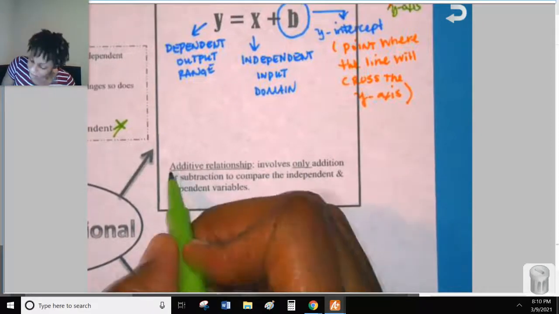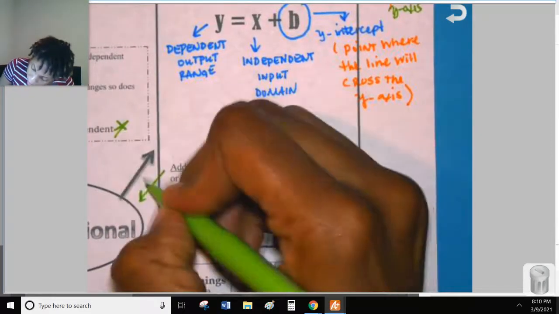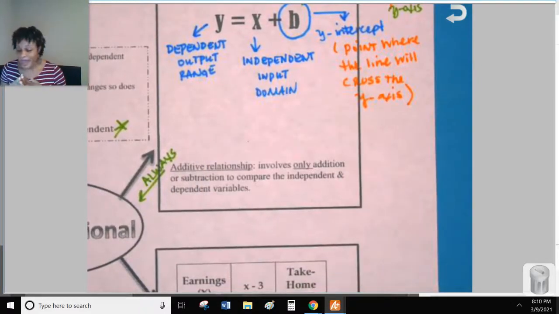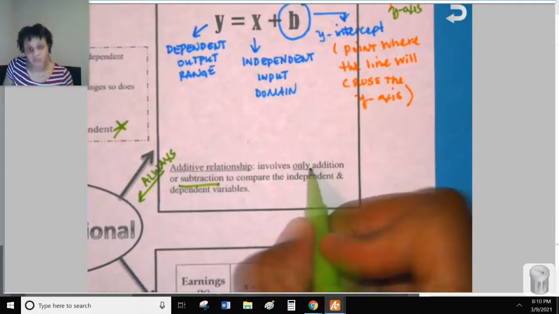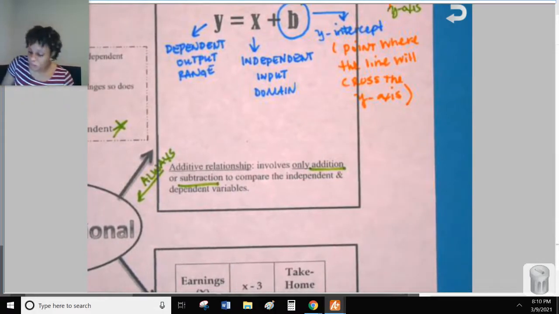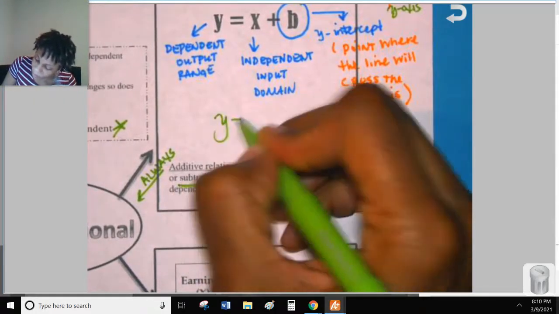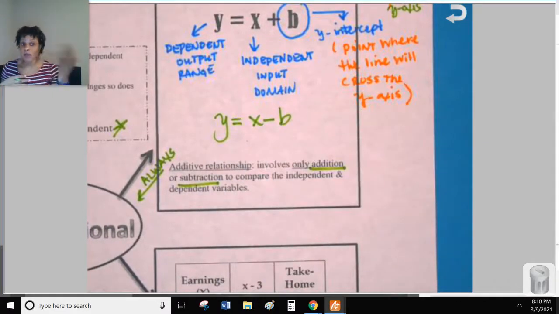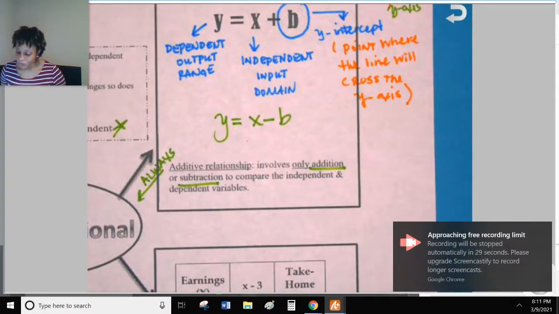So this is called an additive relationship. And additive relationships are always non-proportional, just like multiplicatives are always proportional. Additive does not mean just addition, right? Just like last time, it means addition or subtraction. It involves only addition or subtraction, okay? So your equation could be looking like y is equal to x minus b, because it could be subtraction: y is equal to x plus b, y is equal to x minus b, okay? Always going to be non-proportional.